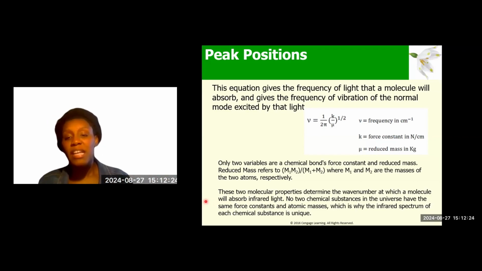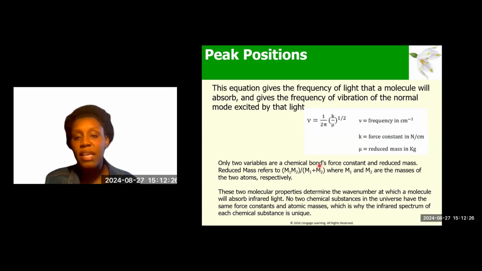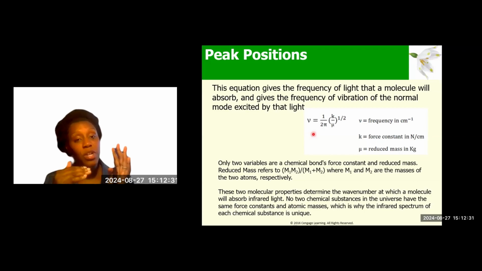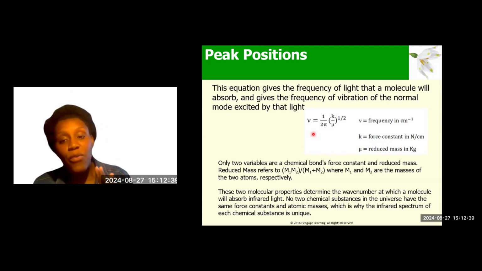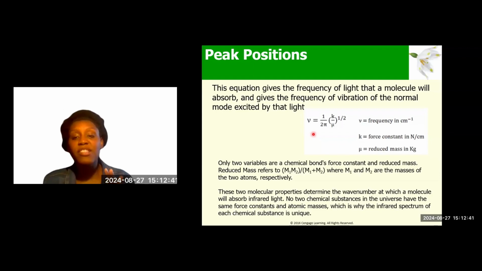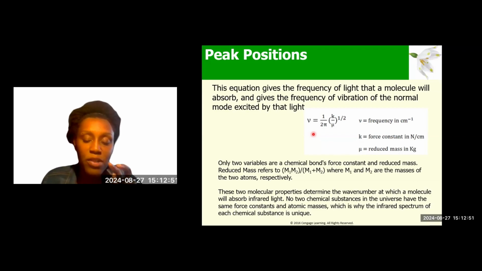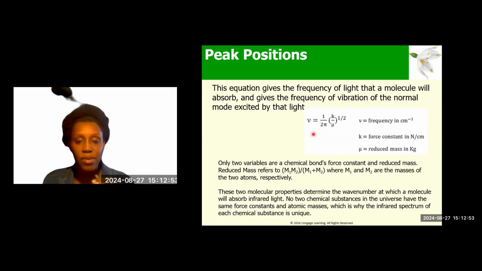The main thing that I want you guys to realize is that the frequency, which represents the band's location, because when you're looking at the spectra, your x-axis is frequency, okay, again, from 400 to 4,000. And so that frequency is based on the force constant as well as the reduced mass in kilograms. So there's only two variables. So only two variables are a chemical bond's force constant and reduced mass, okay?